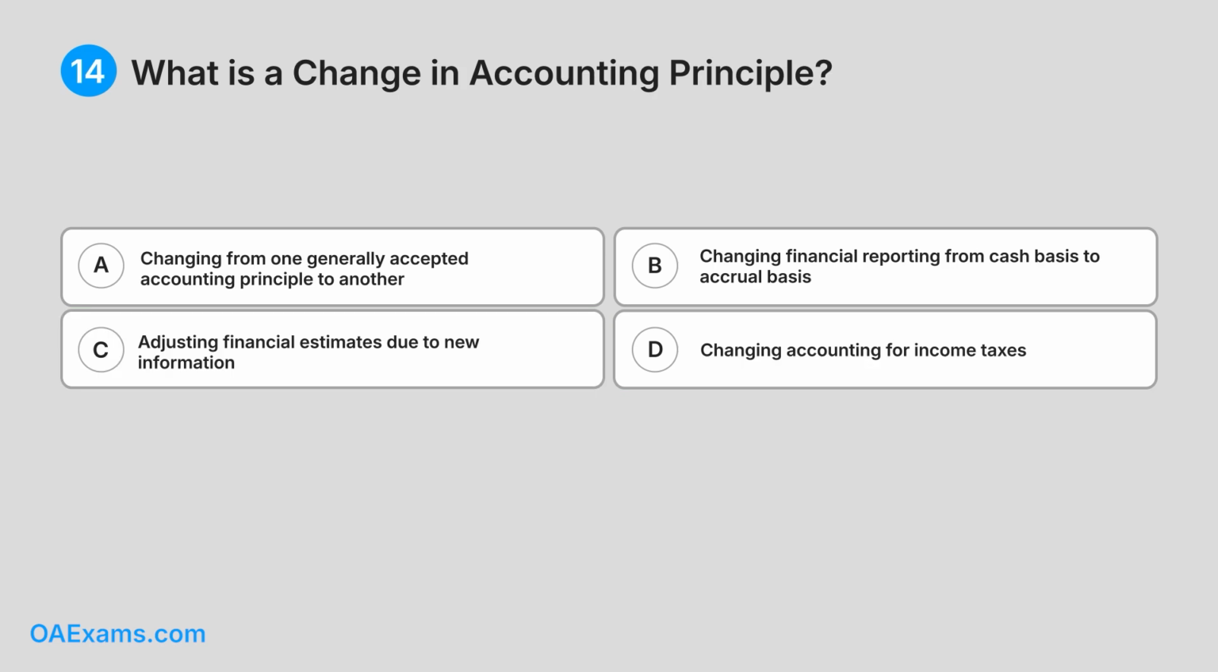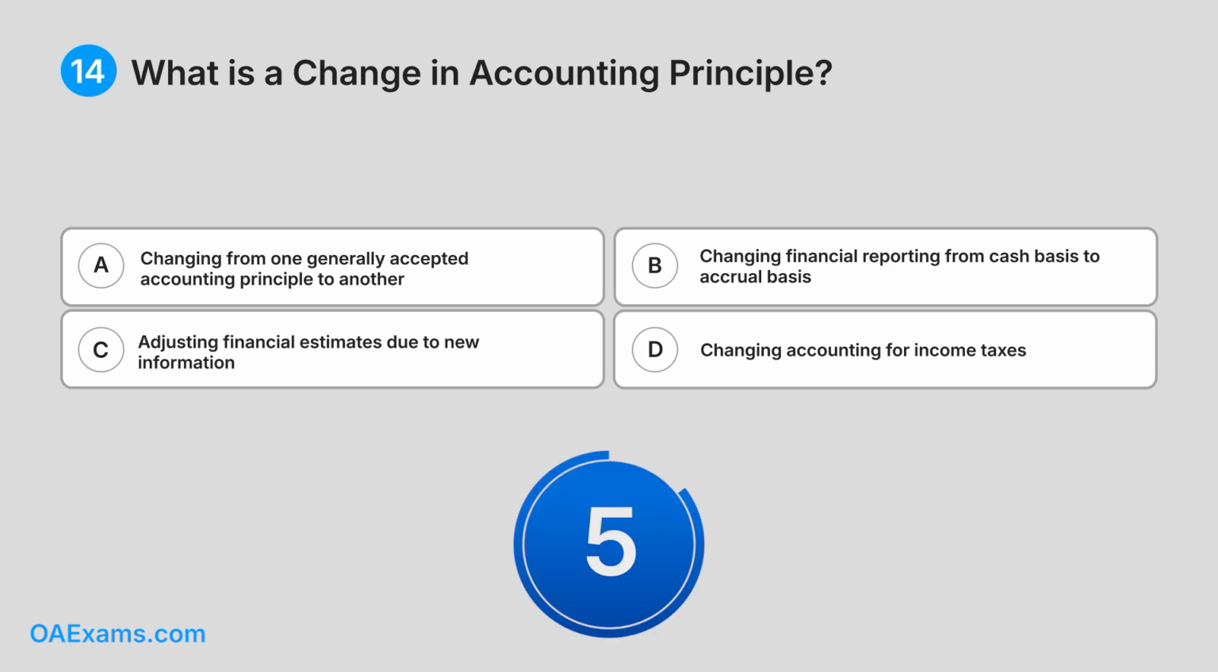14. What is a change in accounting principle? A. Changing from one generally accepted accounting principle to another. B. Changing financial reporting from cash basis to accrual basis. C. Adjusting financial estimates due to new information. D. Changing accounting for income taxes. Do you know the answer?